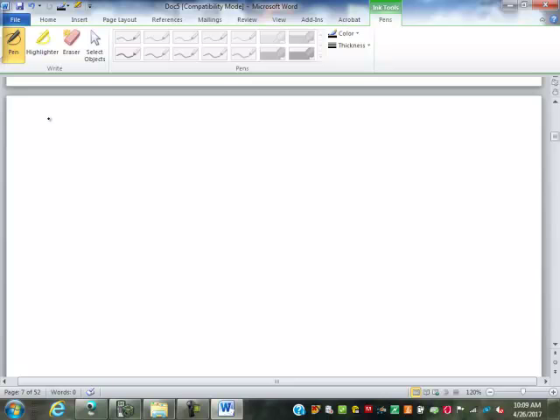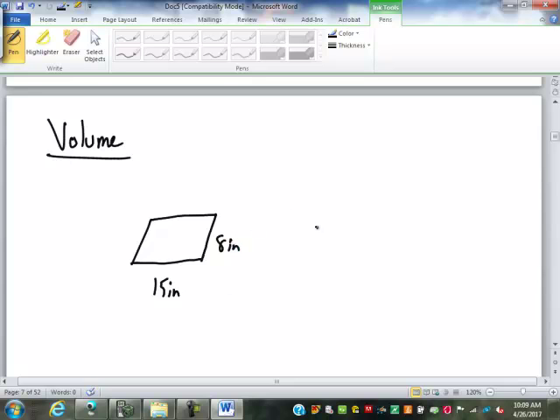Let's talk about volume. Volume is the next step. So let's say we have this area. This here is a rectangle. We're just viewing it from kind of up and off at an angle. So let's say that this is 15 inches by 8 inches. That rectangle has an area of 15 inches by 8 inches, or 120 square inches.